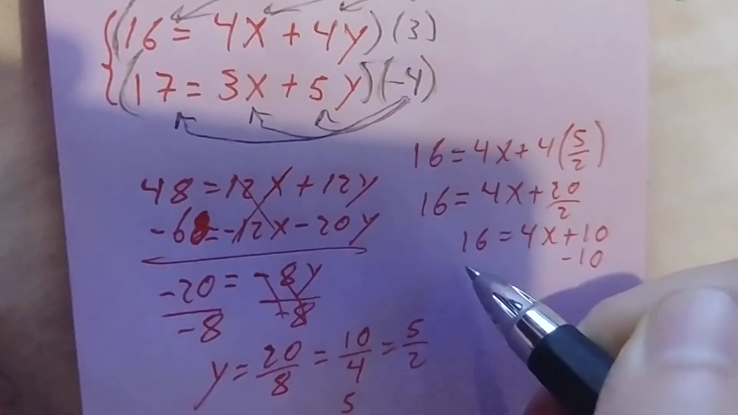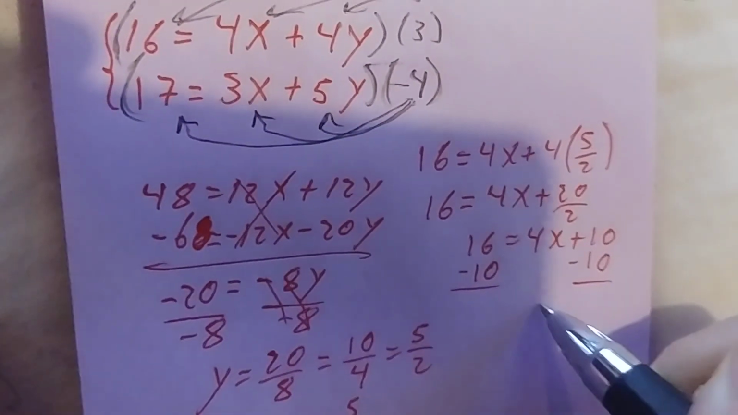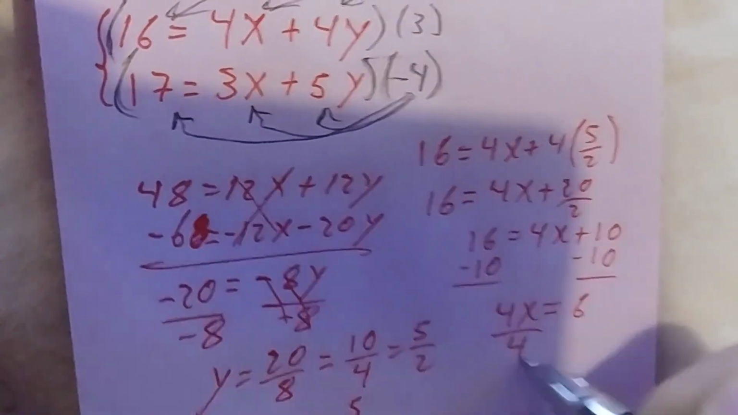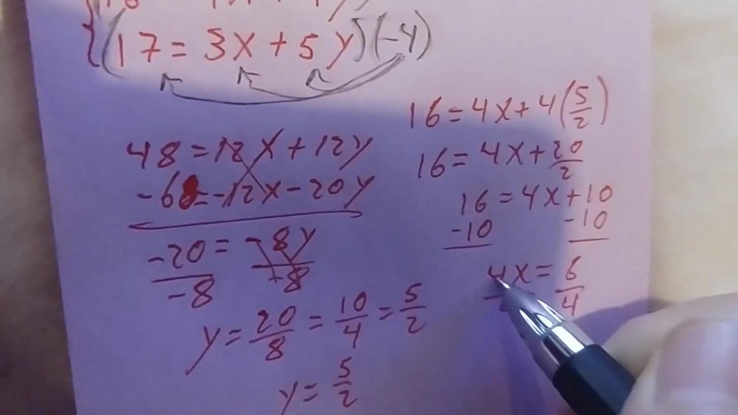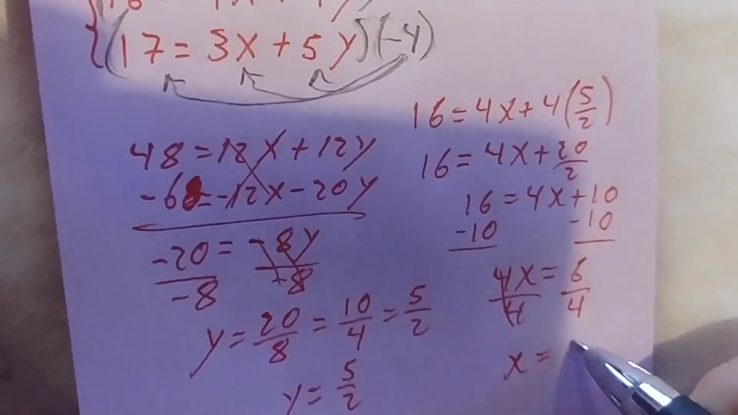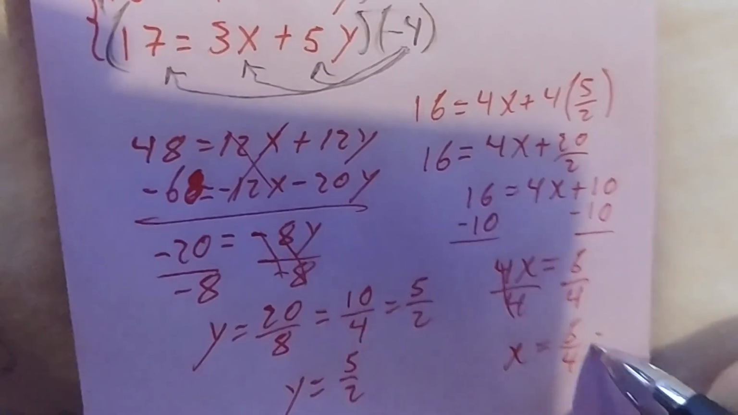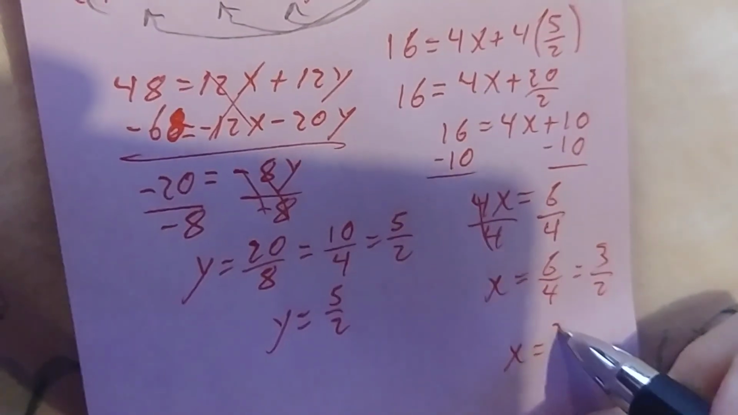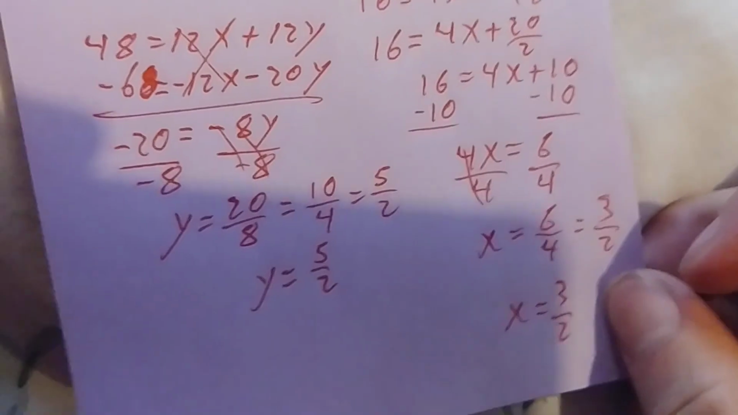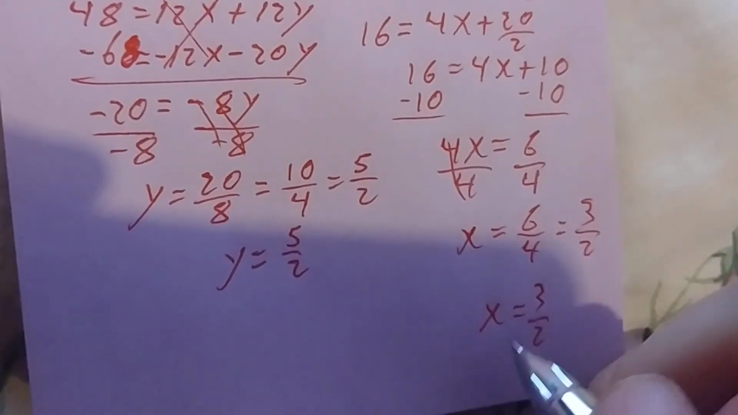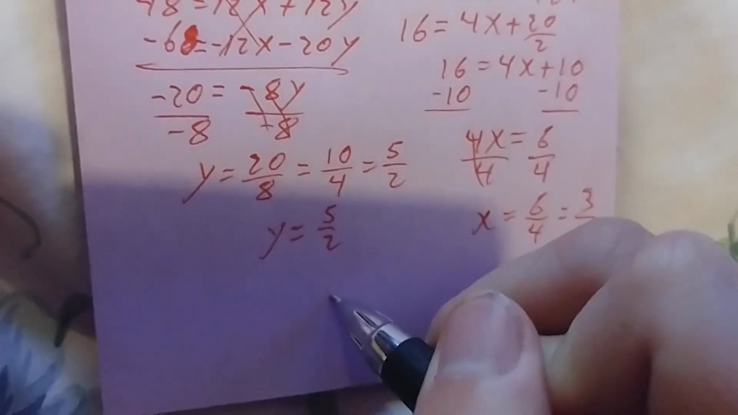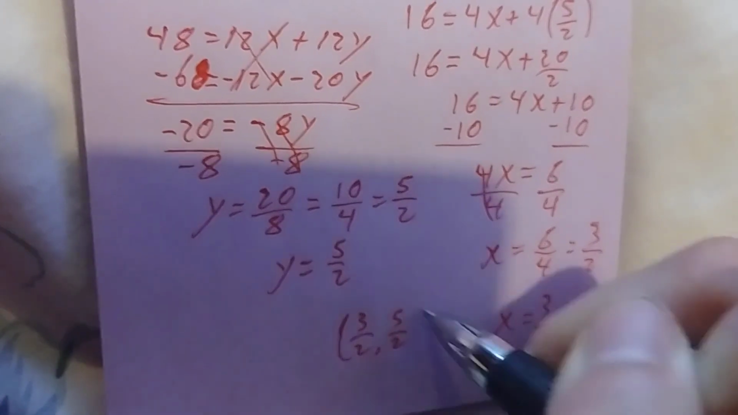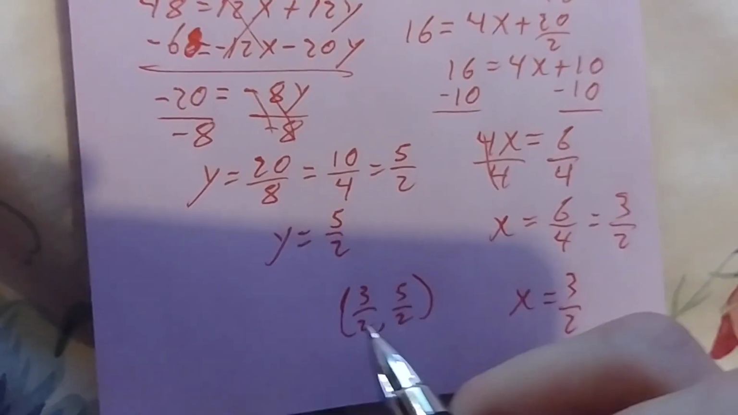Subtract 10 from both sides. I'm solving for x. I get 4x equals 6, divide both sides by 4. And I get x equals 6/4, and 6/4 simplifies to 3 halves. So x equals 3 halves. So these two are my answers, my x value and my y value. So I can rewrite it as x equals 3 halves and y equals 5 halves. That's what I'm looking for.